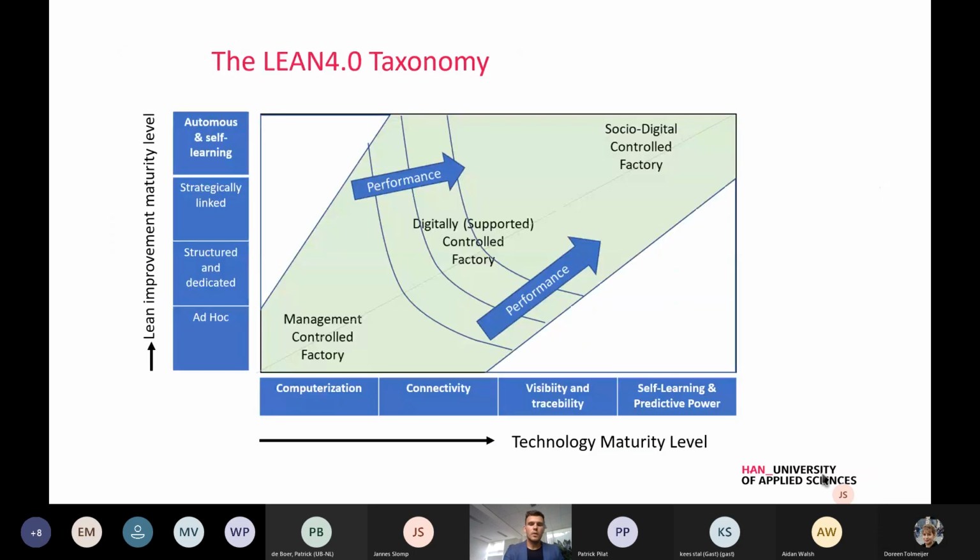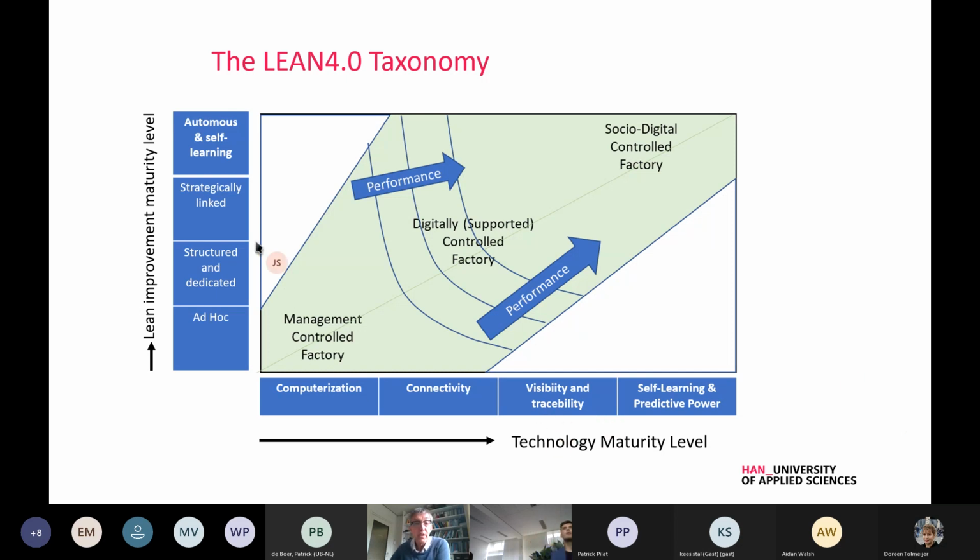Okay. So that concludes the part of Melanie and I, and Jannes will take it over from here again. Afterwards, hopefully, we have an interesting discussion related to what we've just seen. So Jannes, the stage is yours. Yeah, thank you very much, Mitchell, Melanie.